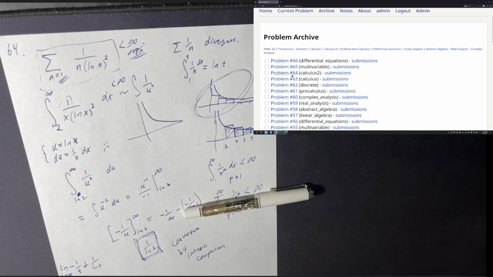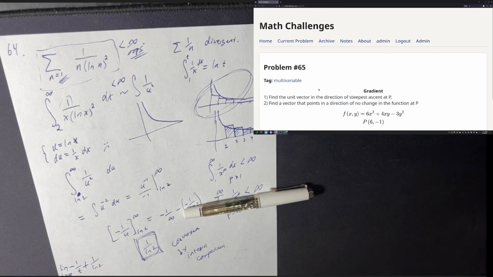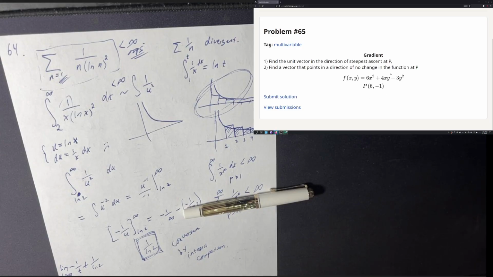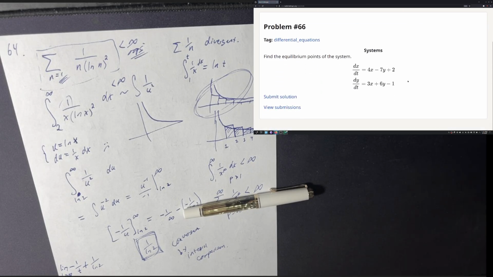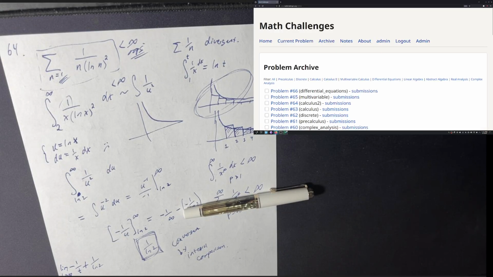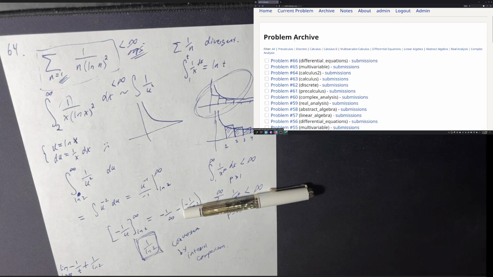But in a couple weeks, I'll post the next set. So I'll do this multivariable question about the gradient. And I'll do this differential equations question, which is not nearly as bad as it looks. And yeah, anyway, I'll wait till I have 5 more problems to do.